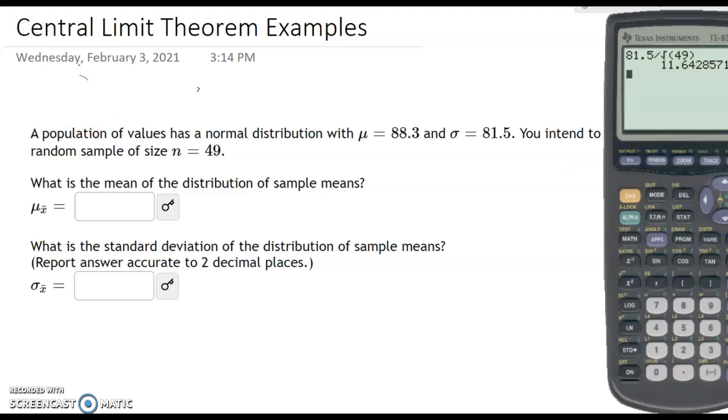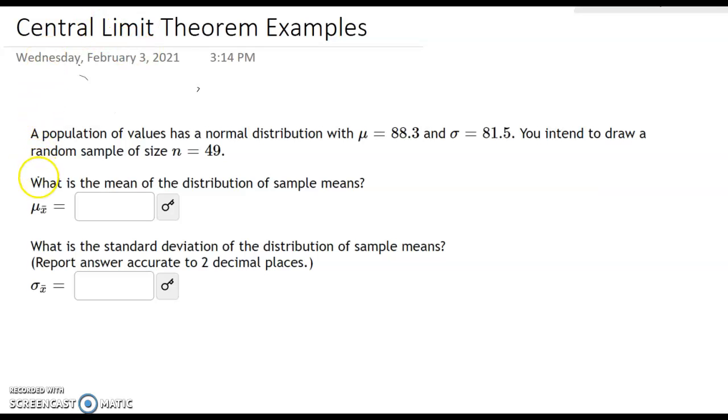And this is what one of our questions look like in our assessment. We have a population of values, and it has a normal distribution with a mean of 88.3, standard deviation of 81.5, and you intend to take a random sample of size n equal to 49. The first question is, what's the mean of the distribution of sample means? Well, the mean of the distribution of sample means stays exactly the same as the original population mean.